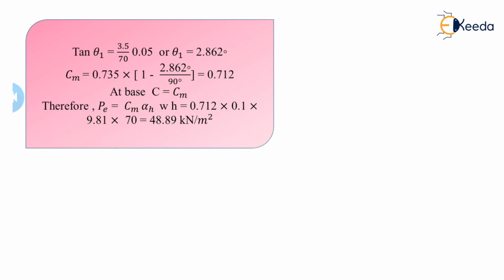Right? So according to Zanger's formula, PE is equal to Cm alpha H into gamma into H. So Cm that we had already found out is 0.712. Alpha H is given, that is 0.1, and gamma is 9.81 because this is the water pressure, the fluid is the water, and H, the height of water, is 70. So the PE is 48.89 kilonewton per meter square.